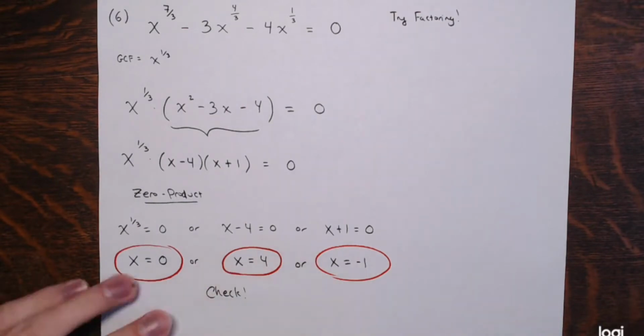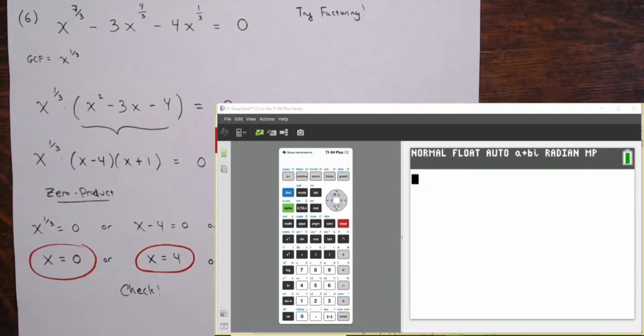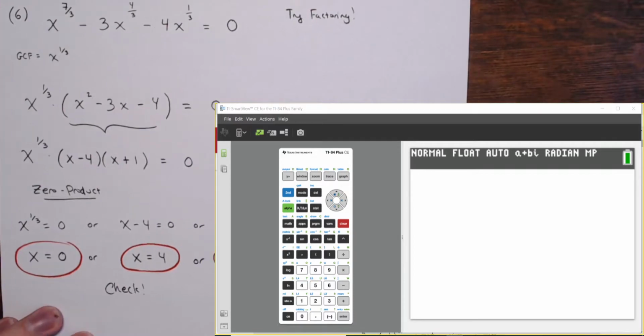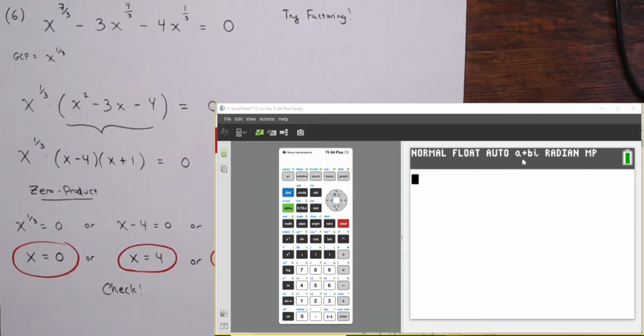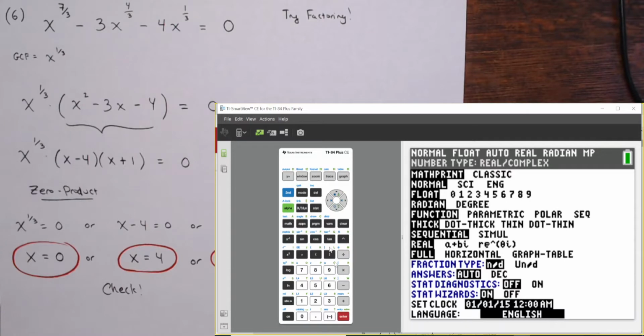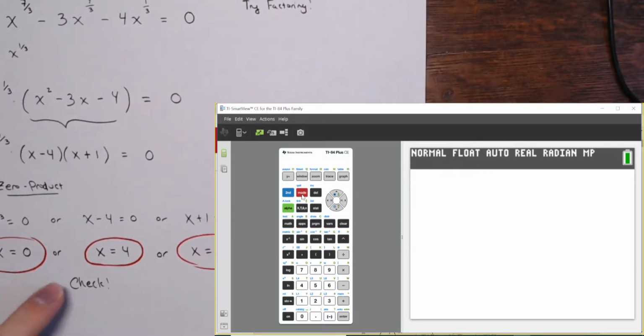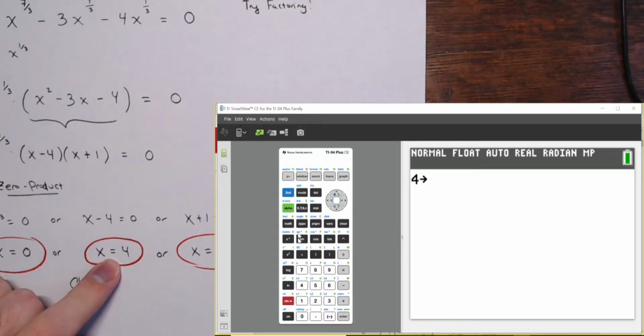Now, again, if you'd like to check with technology, you can, and I'll show you how I do that. Let me go back to real mode. I'm in the A plus BI mode, as I showed you earlier in the video. Let me go back to real mode, because I really only want to deal with real numbers here. And I'm not checking 0. So let me check 4. What I'm going to do is hit the number 4 and store it as x. So now every time I hit the letter x, it's the number 4.